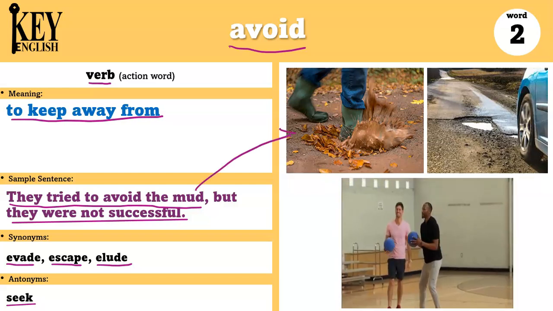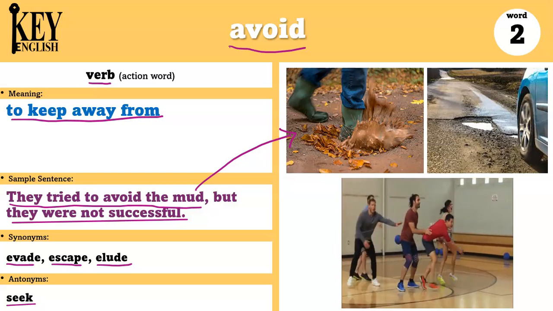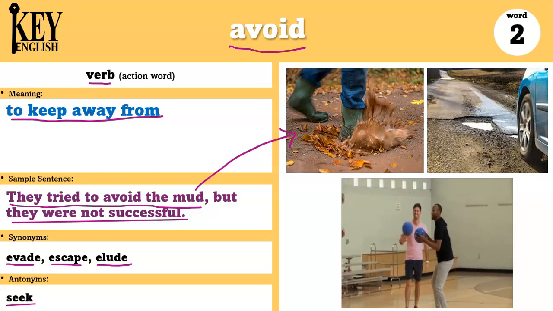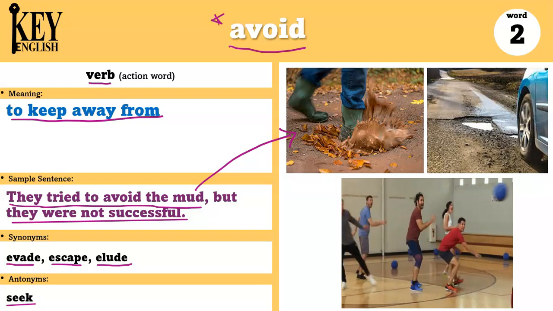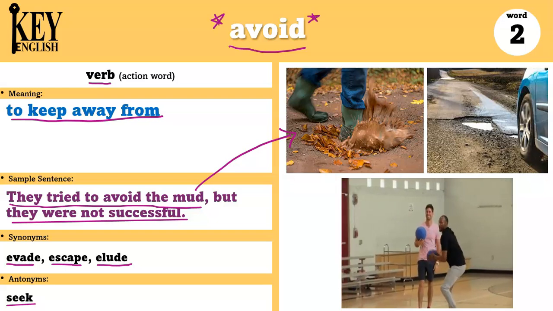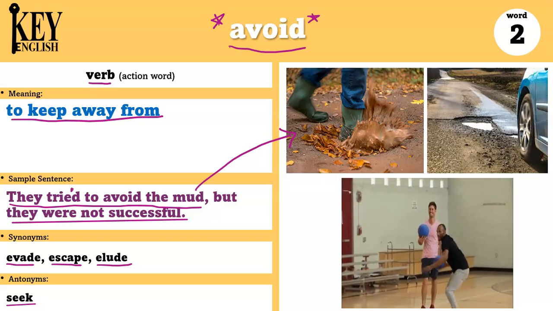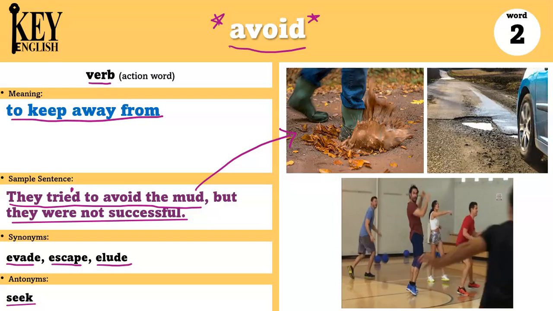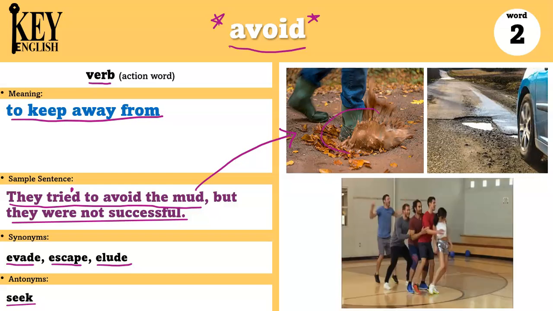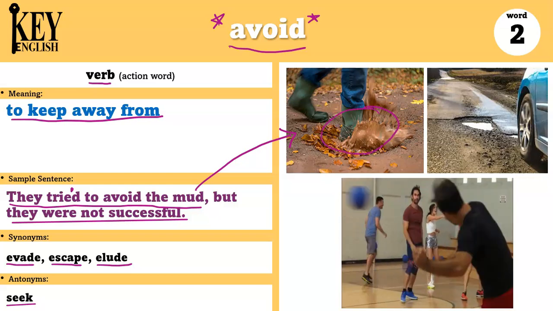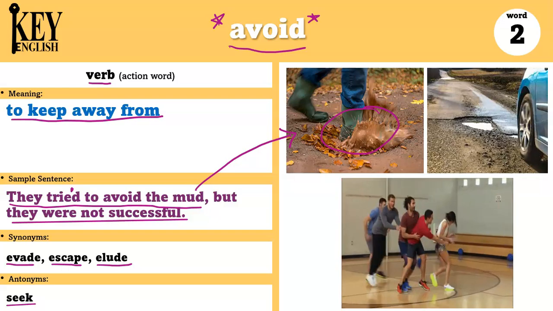So in this sentence here, imagine it's a very rainy day and there's mud all over the floor. Of course, you want to avoid the mud. You don't want to step in it. You don't want to touch it. But in this sentence, they tried to do it, but they were not successful. So unfortunately, this person stepped in the mud. They could not avoid the mud.